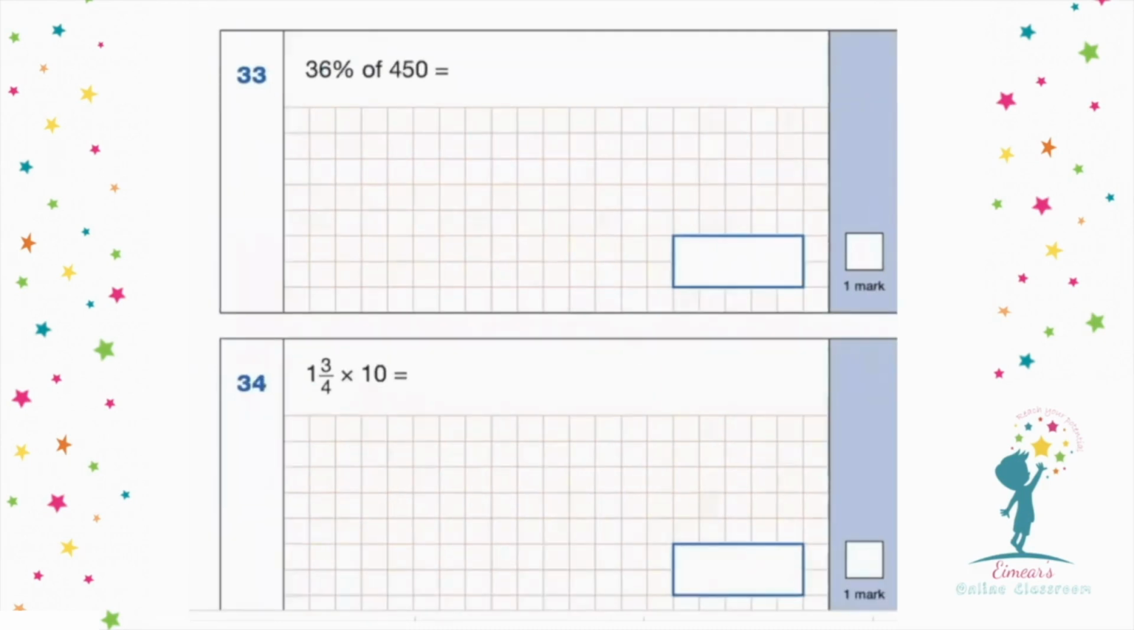Question 33. What is 36% of 450? So there are a few ways of doing this. I'm going to show 2 of them. You could do 36% of 450. So let's divide 450 by 100 and then multiply it by 36. So 450, divide that by 100 and then times 36. 6 zeros are nothing. 6 5s are 30.